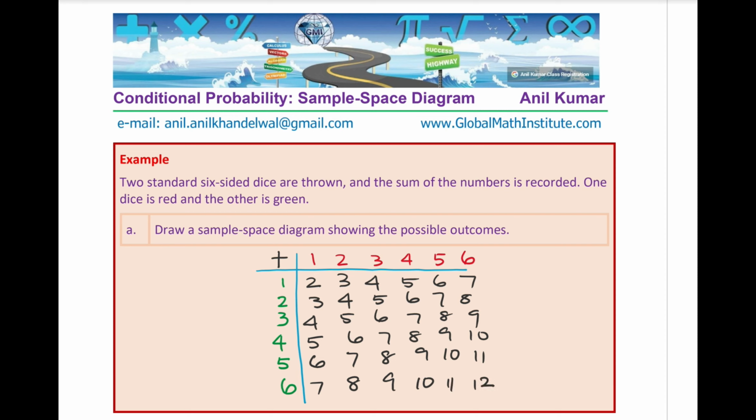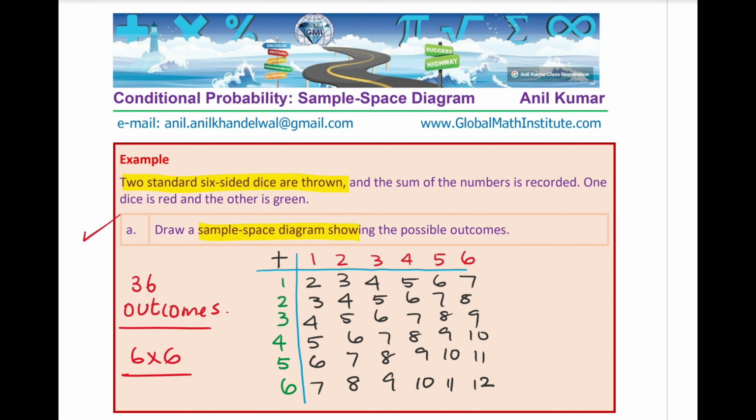So that is the sample space diagram for the given situation where two dice are thrown. Is that clear to you? So there are in all 36 outcomes, right? So we have 36 outcomes, 6 times 6, as shown in this particular diagram. So that completes the first part.